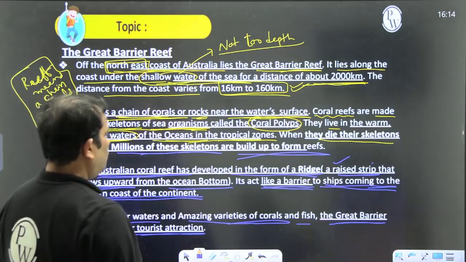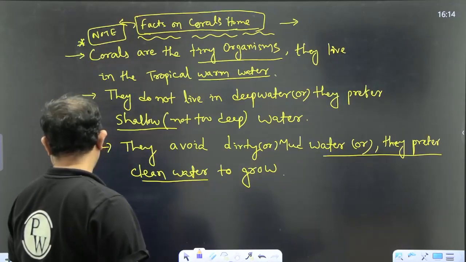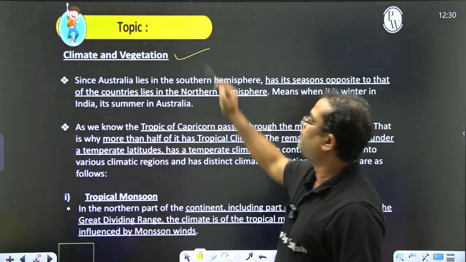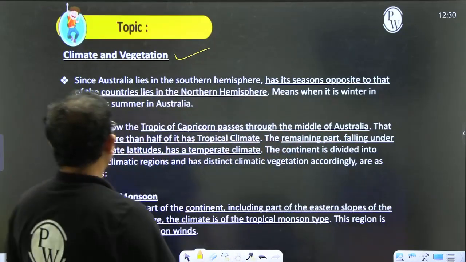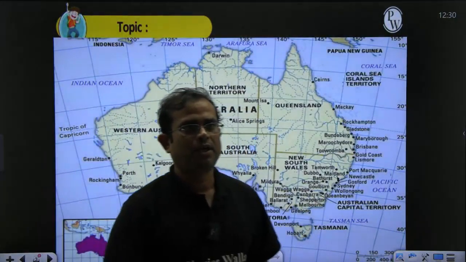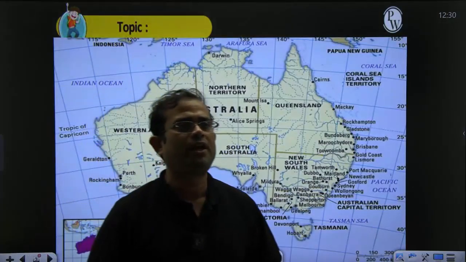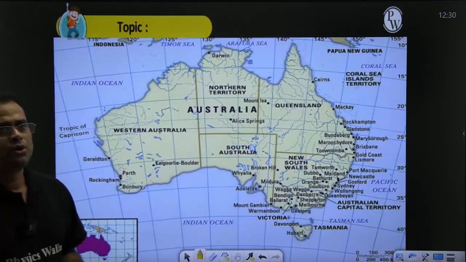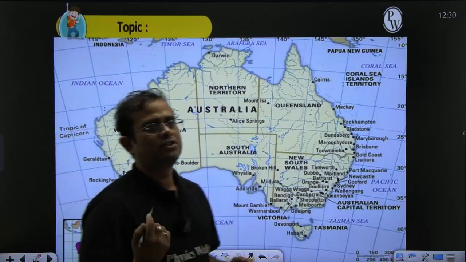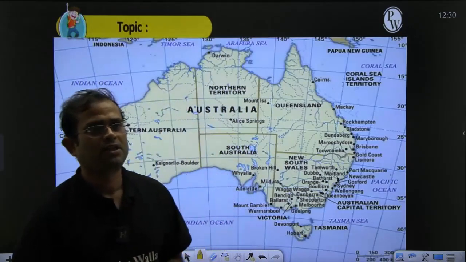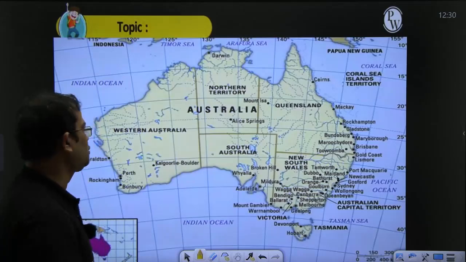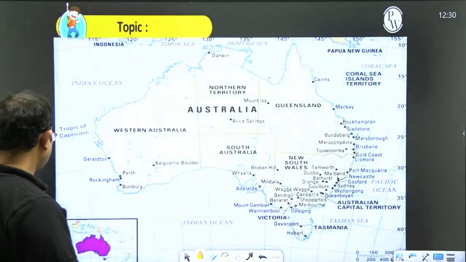So this is all about Australia. Now we are going to study this part today, that is your climate and vegetation regarding Australia. Australia is the smallest continent, and country wise, Australia holds the 6th rank, before India. Australia lies completely in the southern hemisphere, and Australia's population is only 2.6 crore.